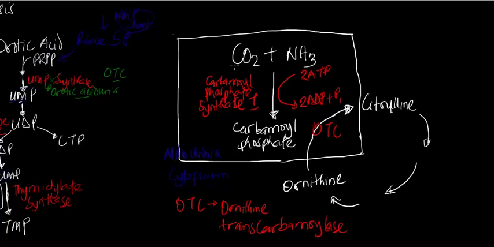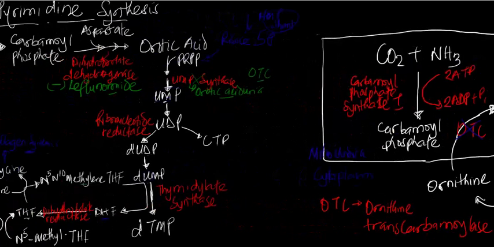So for instance, let's say somebody has a deficiency of this enzyme, ornithine transcarbamylase. If there's a deficiency of this enzyme, we will not be able to convert carbamoyl phosphate to citrulline. And because we can't convert carbamoyl phosphate to citrulline, we're not able to convert our ammonia into urea. So this person will have increased ammonia, so they will have hyperammonemia. So that's one.